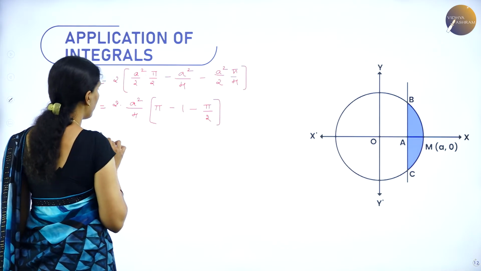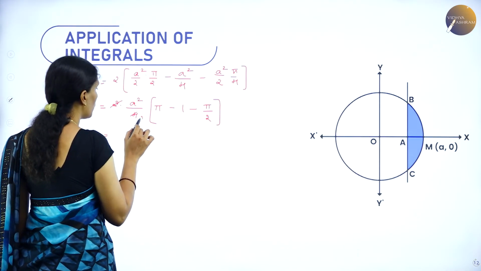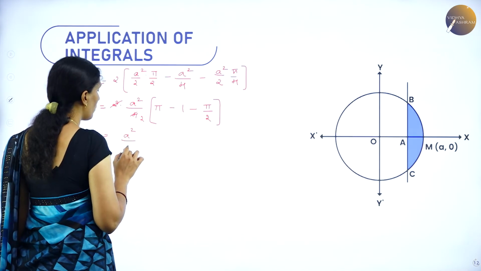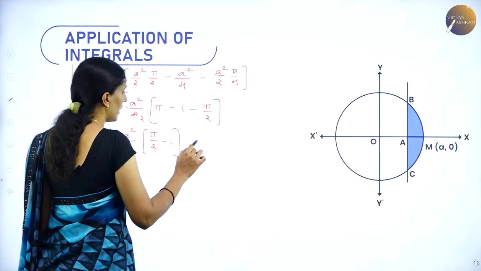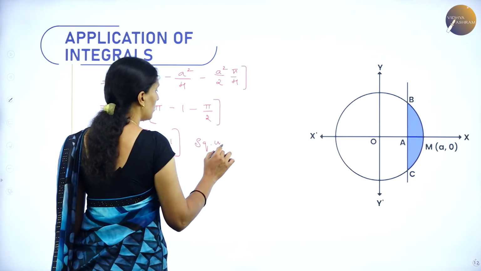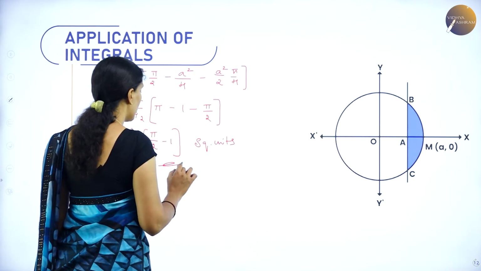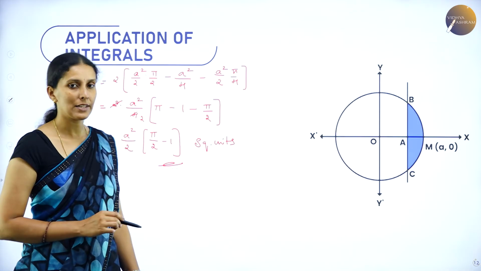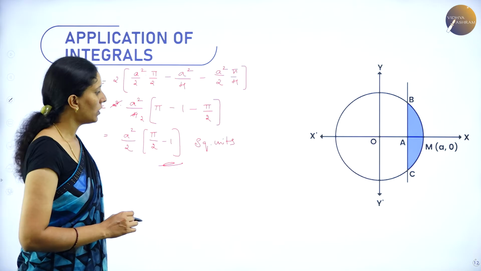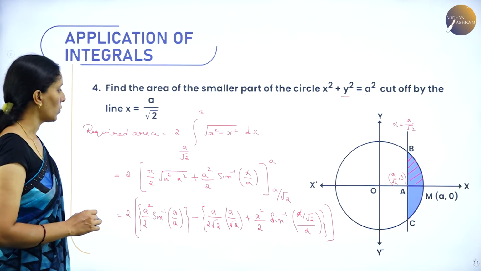So what is pi minus pi by 2? It is pi by 2. So therefore it is a square by 2 into (pi by 2 minus 1) in terms of square units. So this is the required area of the region bounded by the circle as well as the line x is equal to a by root 2.